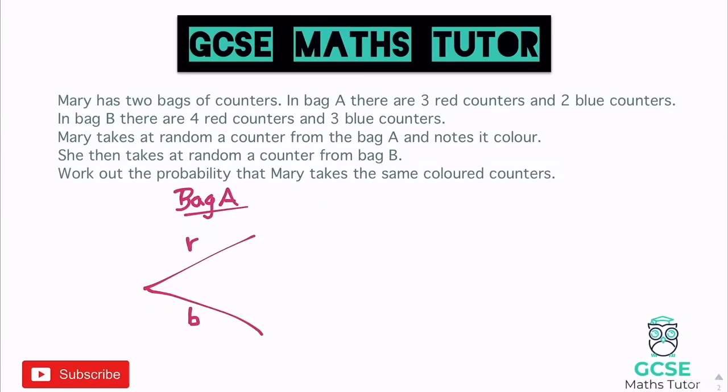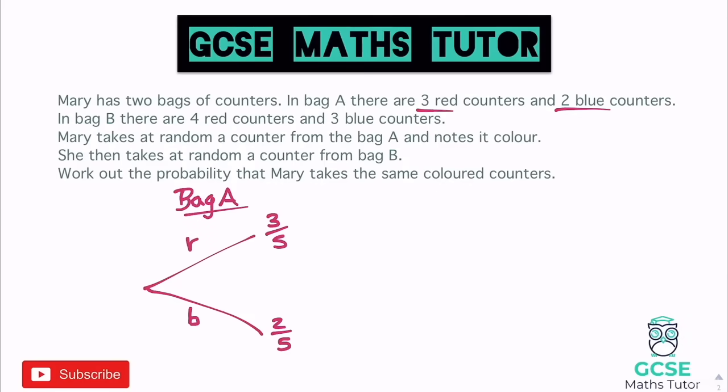So for red, there are 3 reds and there are 2 blues. That's out of 5 in total. So for red, it's 3 out of 5. And for blue, again, it's 2 out of 5, remembering obviously that those numerators have to add up to 5 in this scenario if you weren't given the information. So that's our pick out of bag A, and then we've got to have a look at bag B.